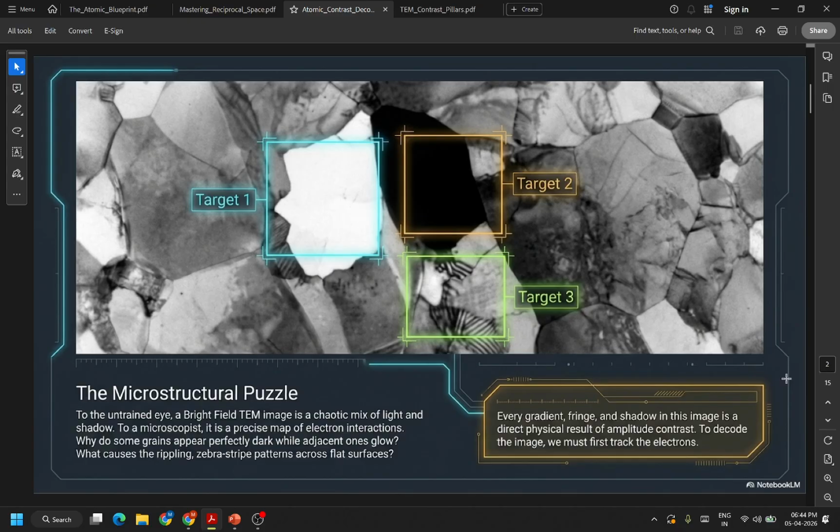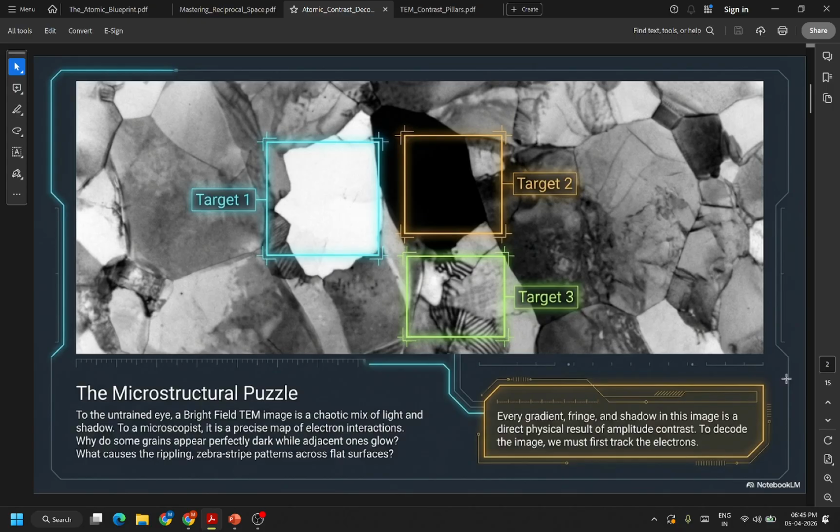So TEM is also used to see microstructures. To the untrained eye, a bright field TEM image is a chaotic mix of light and shadow, whereas it is a precise map of electron interactions. Why do some grains appear perfectly dark while the next one is glowing, and what is causing the rippling zebra-type patterns across flat surfaces?